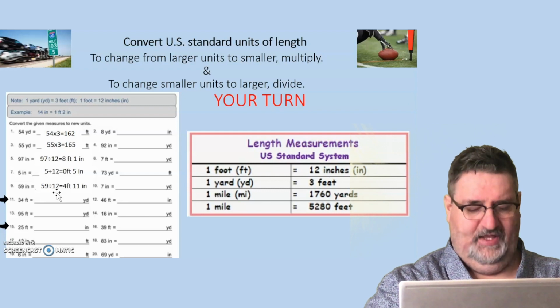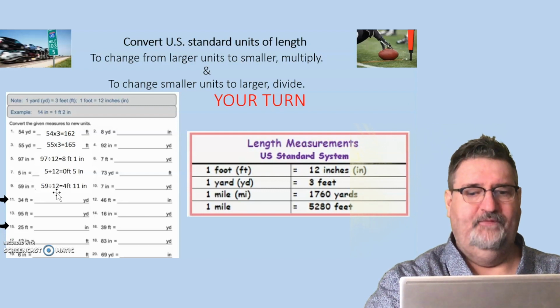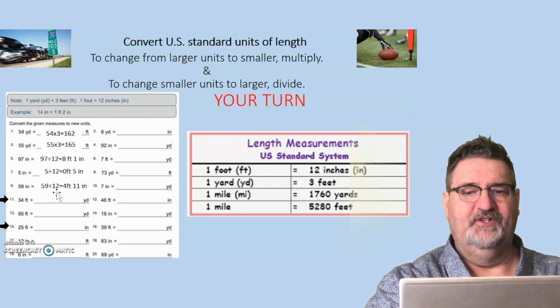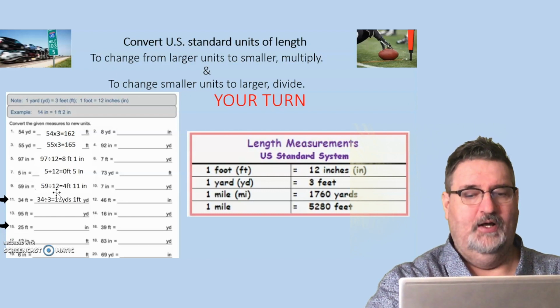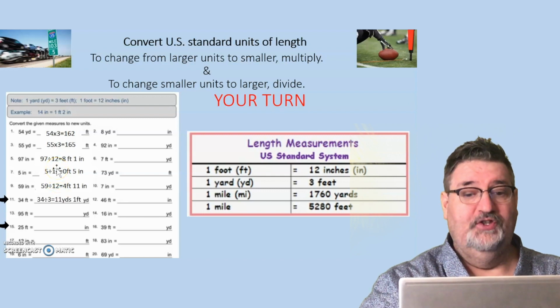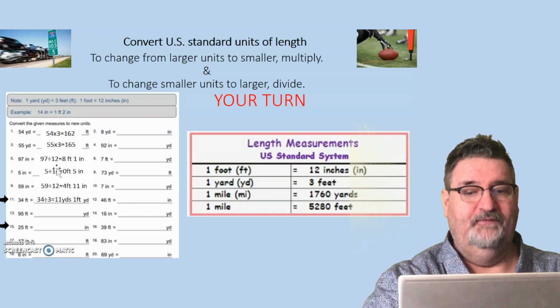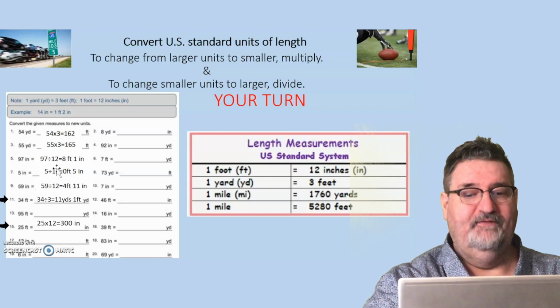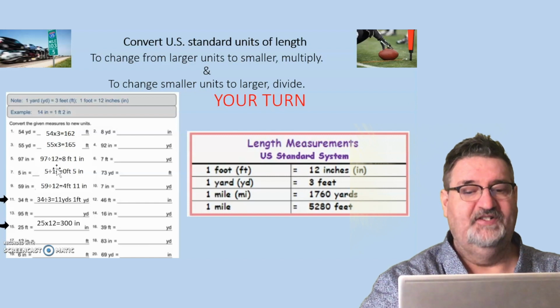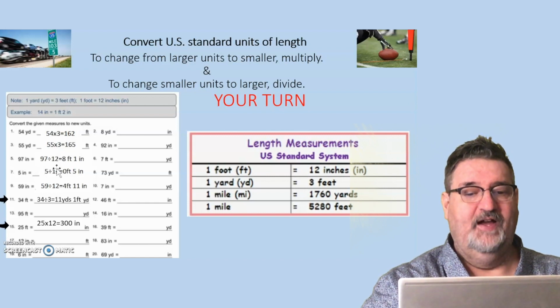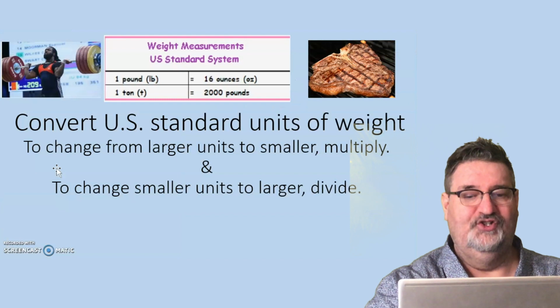All right, on number 11, we are going from 34 feet to yards. So we're going from the smaller to the larger. There are 3 feet. So, I'm sorry, we're going from the feet to the yards. So we're going to divide by 3 and we come up with 11 yards, 1 foot. For number 15, we have 25 feet there. And so there's 12 inches in a foot. So 25 times 12 is 300 inches.